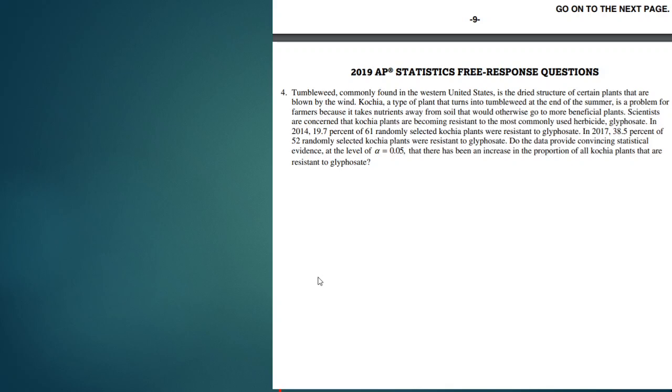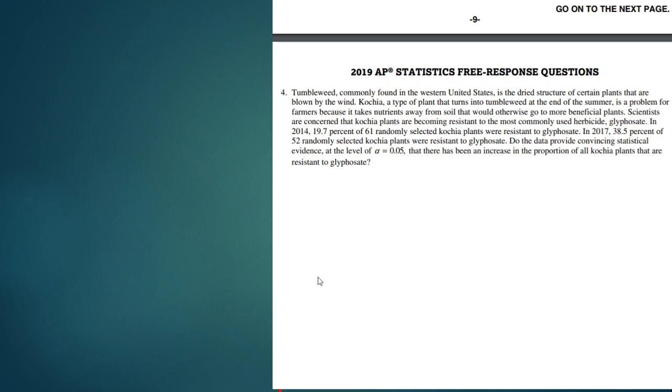Okay, so this is a very loaded question. There's a lot going on over here, so I will try and break it down to the best of my abilities. The first thing that I notice is that we're given percents. Okay, percents represent proportions. And so we're given two proportions from two random samples, and so what you immediately should think of is a z-test for a difference between two proportions.